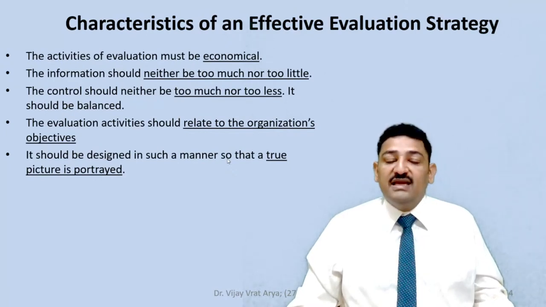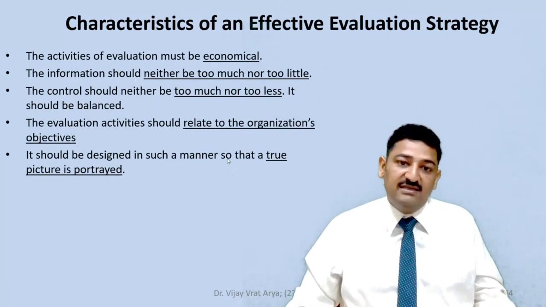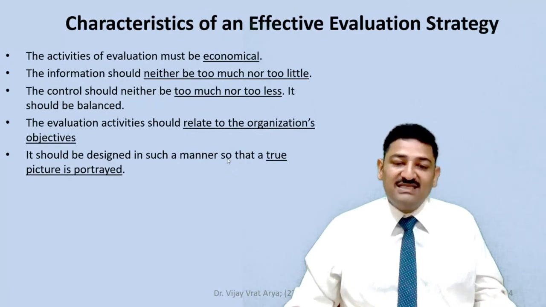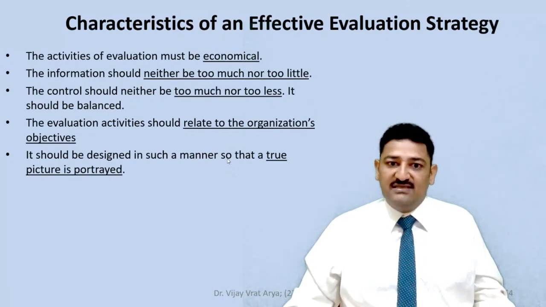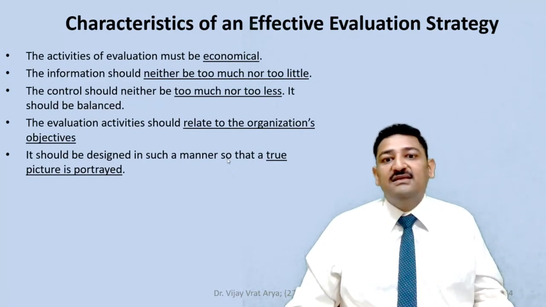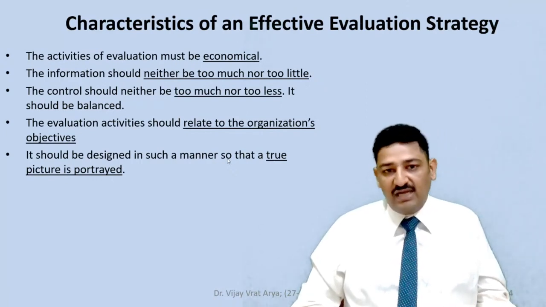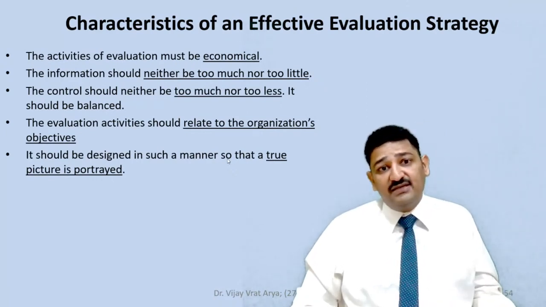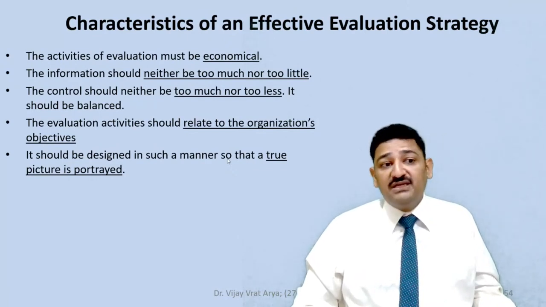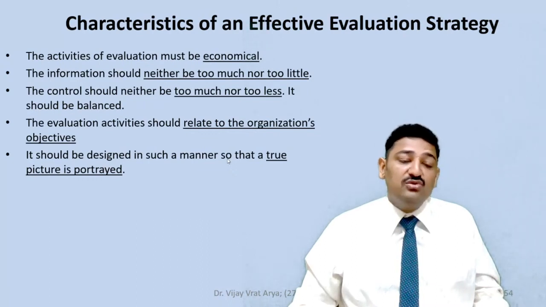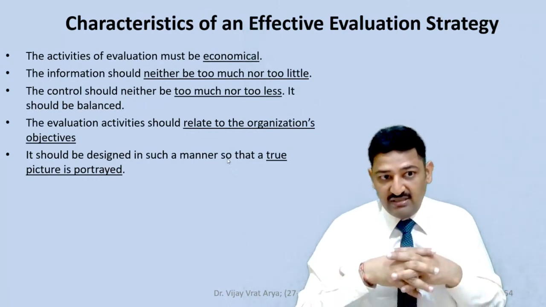evaluation can take place. As we have discussed earlier, within the control mechanism, if the standard and the actual performance have not been defined or assessed properly, then the control mechanism may fail or collapse. The third characteristic of an effective evaluation system is that the control should be neither too much nor too little. It means the control should be balanced.